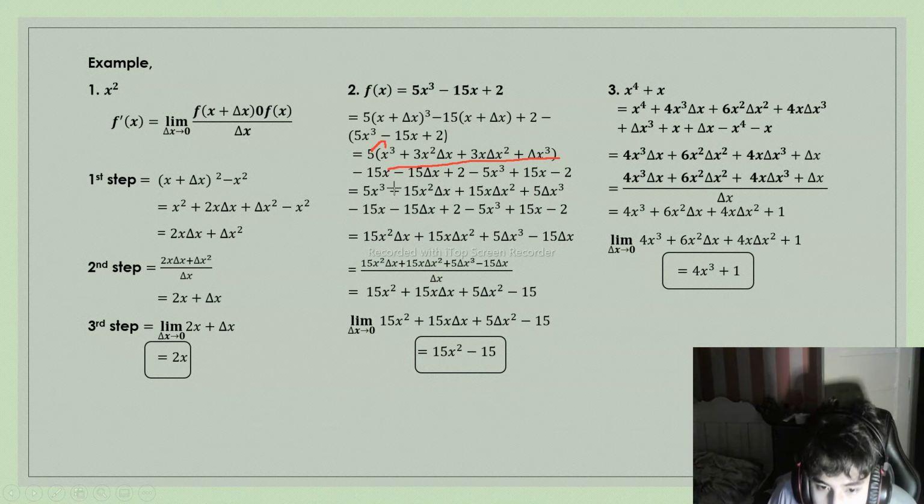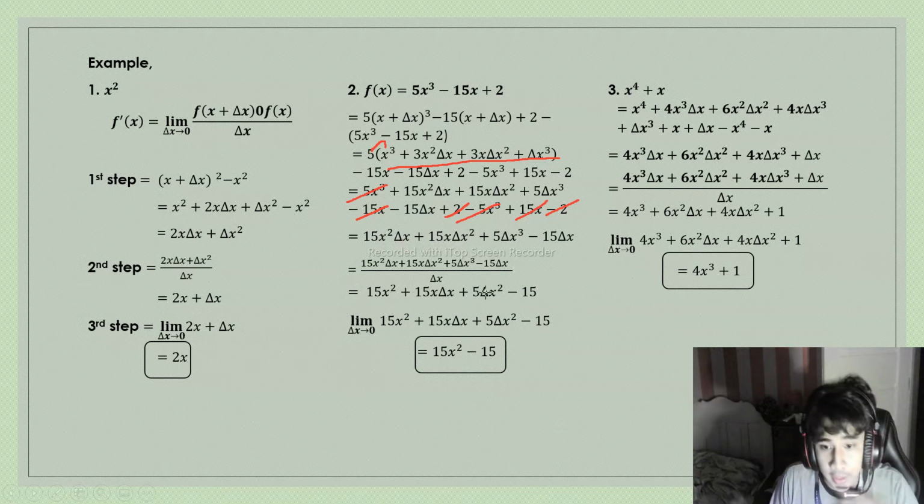So, tatanggalin natin tong negative 5x. Tapos tong tatanggalin ba natin to? Hindi. I will keep it. Itong negative 2, tanggal natin. 15 delta x. Tatanggalin ba natin? Hindi. 15x, tatanggalin natin. So, ang magiging sagot natin ay ito na lang mga natira. So, ang sagot ay 15x squared delta x plus 15x delta x squared plus 5 delta x cubed minus 15 delta x. So, tapos na tayo sa first step.